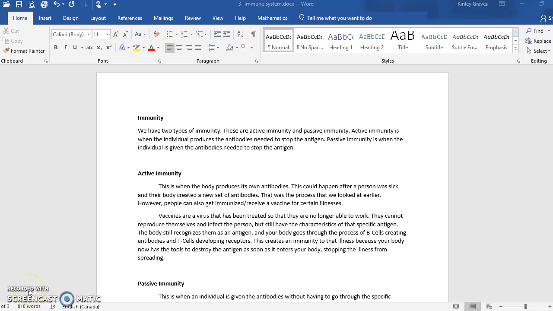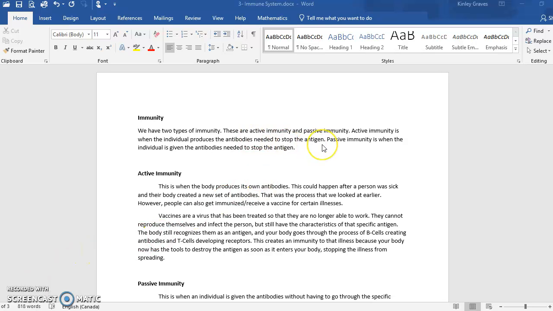Hey grade 11s, this is the last set of notes we're going to have on the immune system, and then we're going to be moving on to how the brain controls your body. So we'll finish this up today, and then you'll hand in your definitions and descriptions sheet, and then we will be done with the immune system.